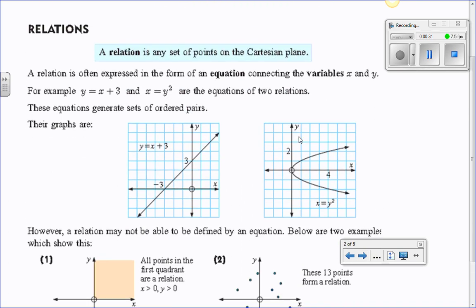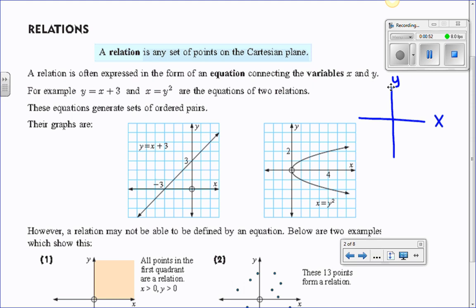So a relation is any set of points on the Cartesian plane. The Cartesian plane is the graph system that you're used to working with. So x and y, this is the Cartesian plane. A relation is any set of points on this graph, on this plane.